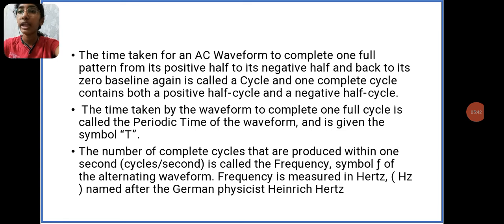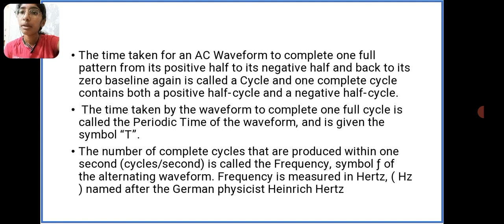The time taken for an AC waveform to complete one full pattern, from its positive half to its negative half and back to its zero baseline again, is called a cycle. One complete cycle contains both a positive half and a negative half. Whenever we say it is a cycle, it should contain both a positive side and a negative side. The time taken by the waveform to complete one full cycle is called the periodic time of the waveform. It is denoted with the symbol T.